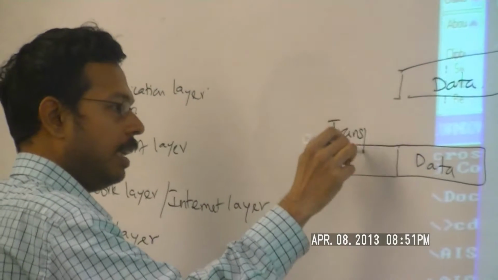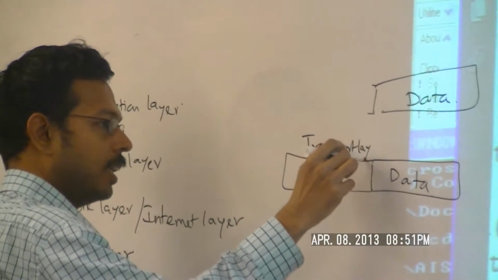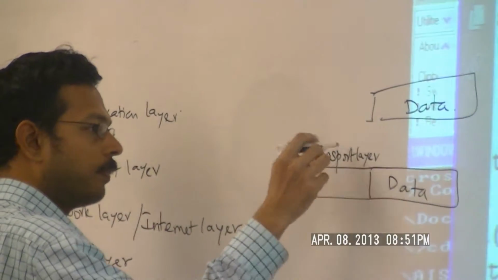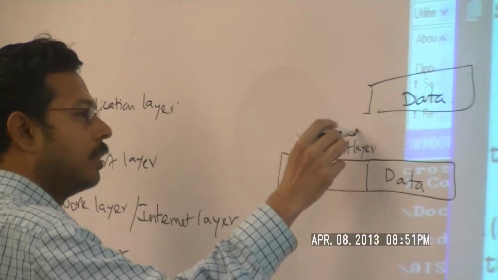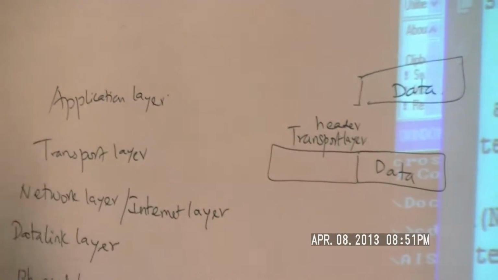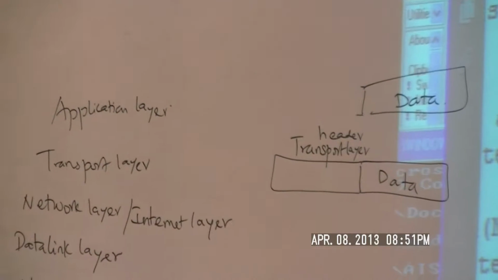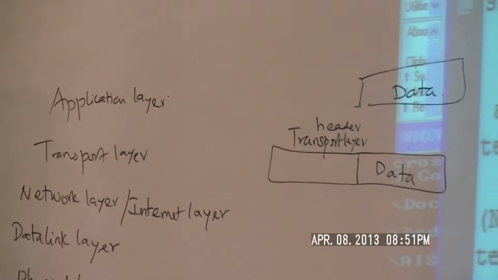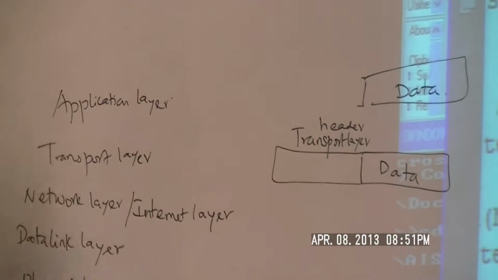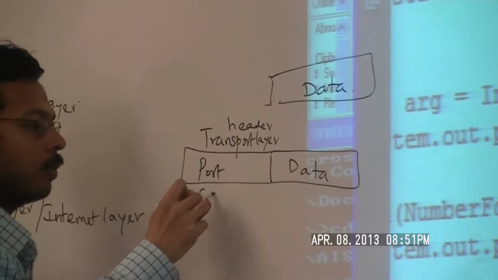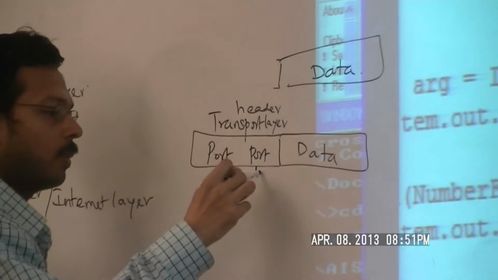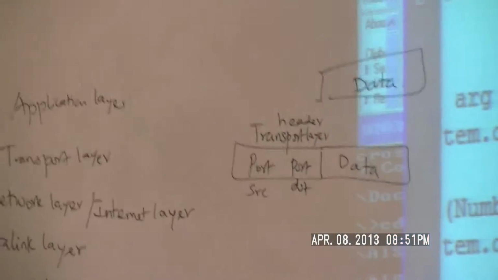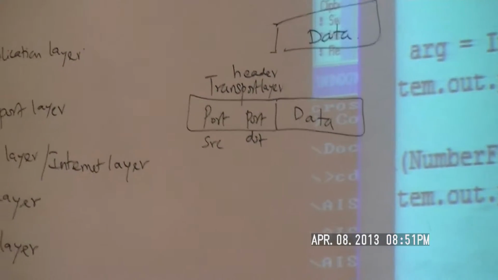So what is the key item that is in a transport layer header? You need to identify the end processes, right? So you need to use what? Port numbers. Port number, yeah. So you have a source port number and destination port number. Several other fields are in the transport layer header, right?